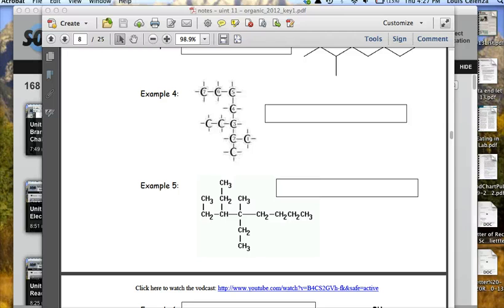Alright, so let's do the same thing here. Let's try the longest continuous chain. And for some reason they've numbered these. It doesn't matter if you start here or here. If I do this whole thing with running my finger along here, the longest chain is going to be 1, 2, 3, 4, 5, 6, 7. And I can't go back this way to get those. That would be going back on my original path. And then this, if I did this, would be the same as this. So it doesn't really matter. I'm actually going to do this as the parent chain. Okay, it's 1, 2, 3, 4, 5, 6, 7. So it is again a heptane.